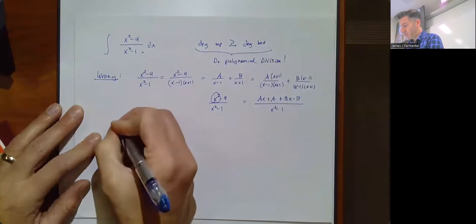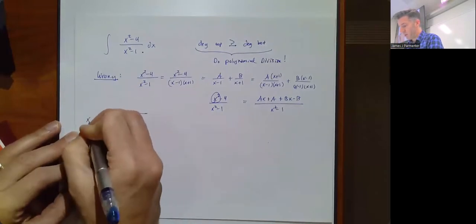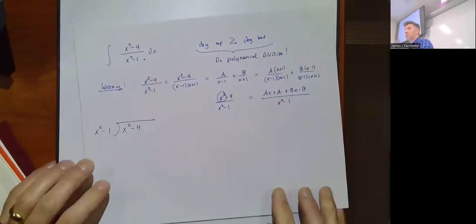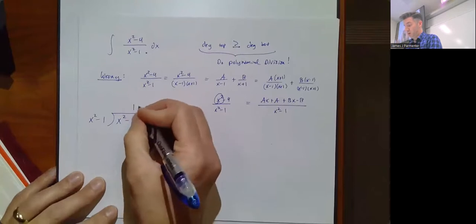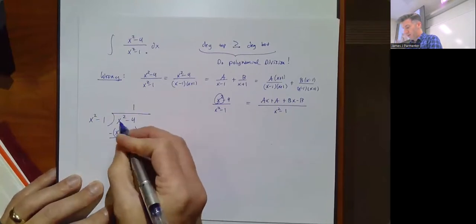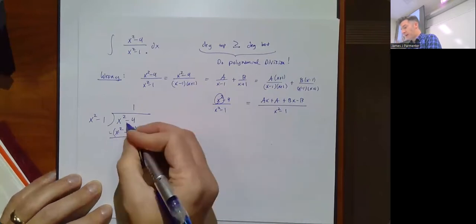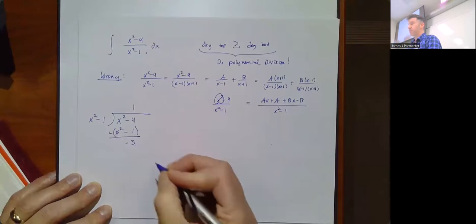So we take our numerator and we divide it by our denominator. In this case, it's very easy. What do you multiply by x squared to get x squared? 1. So 1 times x squared minus 1. We subtract: x squared minus x squared is 0. Negative 4 minus negative 1 is negative 4 plus 1, which is negative 3.